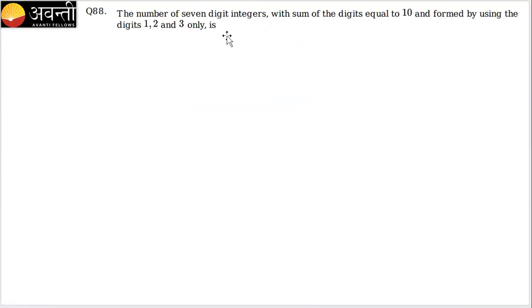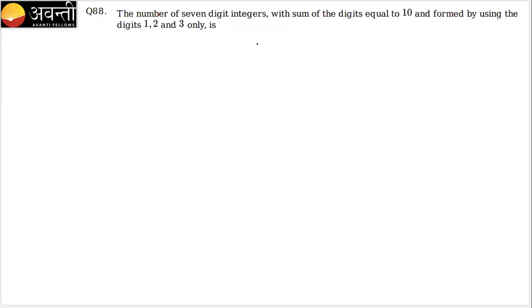Next, this one. This is again a very good question on permutation and combination. Here you can see we have to get the sum of the digits as 10. And it should be 7-digit integers, right? And we can use only 1, 2, and 3. So if we can use only 1, 2, and 3, and we can use them for 7 times, and the sum will be equal to 10.